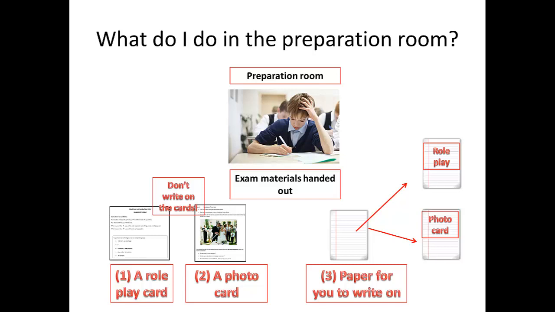You can also make sure that you have a clear divider between each of the questions which you're answering. So that, for example, for the role play, you'd have 1, 2, 3, 4, 5, and the photo card 1, 2, 3, with the space in between. You're not going to have any access to any reference, of course, in here.